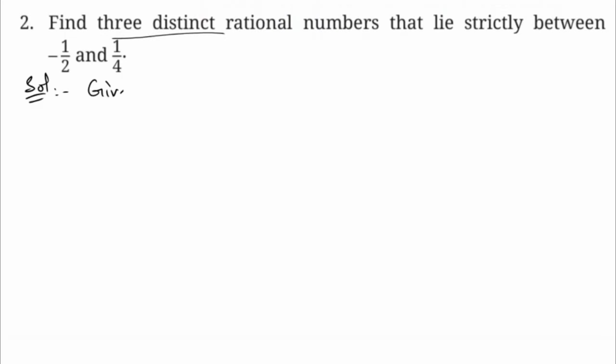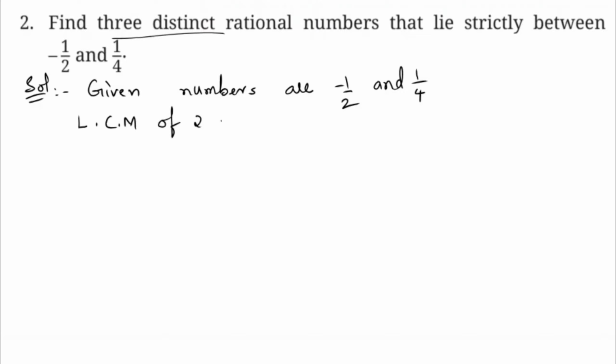Let us write down the given numbers. Given numbers are -1/2 and 1/4, and we need to take the LCM of the denominators. So the LCM of 2 and 4 is 4, since 4 comes in both tables. But to give us more space, or more options, we will take the multiple as 8.